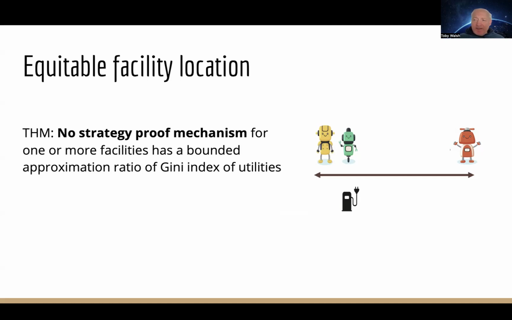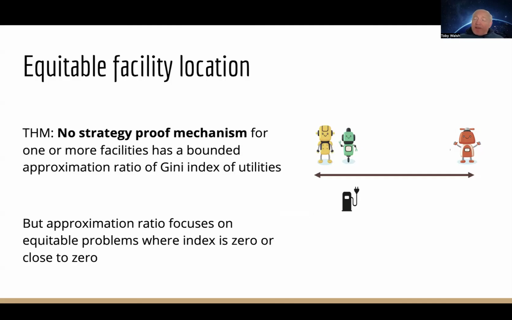It's not just the median, there's no strategy-proof mechanism that's going to bound the approximation ratio of the Gini index of utilities. When you look into what's happening here, the challenge is that to get a good approximation ratio, you have to worry about when the objective, the Gini index of utilities, is close to 0. You have to approximate those instances well, otherwise you won't get a bounded approximation ratio. But that's focusing on the equitable problems where the index is 0 or close to 0. It's distracting us from the problems which have some inevitable inequitability, where agents are distributed in a way that we cannot ensure that every agent is as equidistant from the facility as possible.